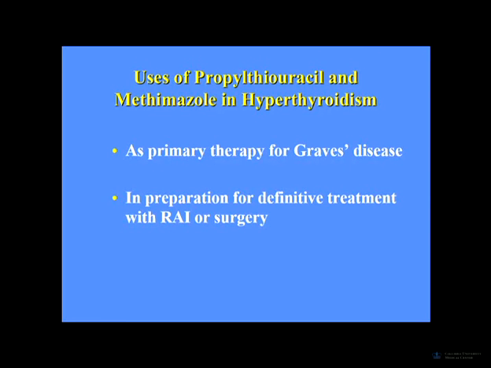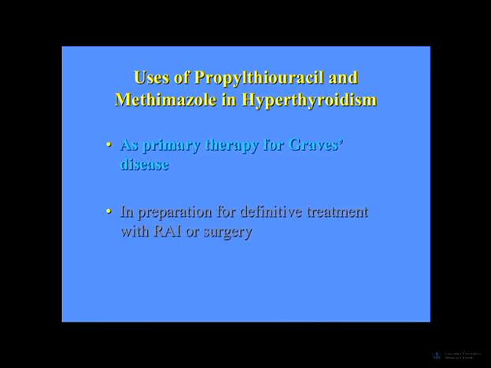The uses of propylthiouracil and methimazole in hyperthyroidism: they may be used either as primary therapy for Graves' disease or in preparation, more commonly, for definitive treatment with either radioactive iodine or surgery. The statistics are that in the United States, about 75 to 80% of patients with Graves' disease will end up taking radioactive iodine. Maybe 2 or 3% will have surgery. We'll talk about that in a few minutes. And the rest will take the anti-thyroid medication.